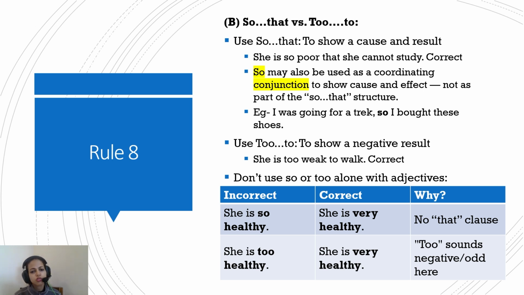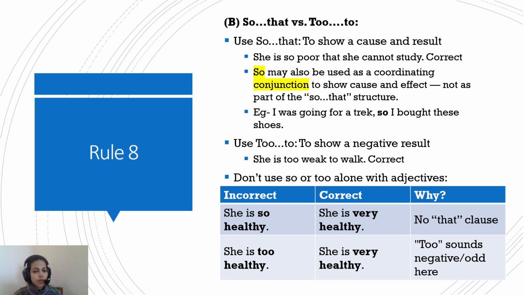When we do conjunctions, we'll cover this in more detail. But I've placed this point here so that there is no confusion that "so" can be used alone as well. But when "so" is used as an adverb, it is used with "that" because it tells a cause and a result. Similarly, use "too" to show a negative result.